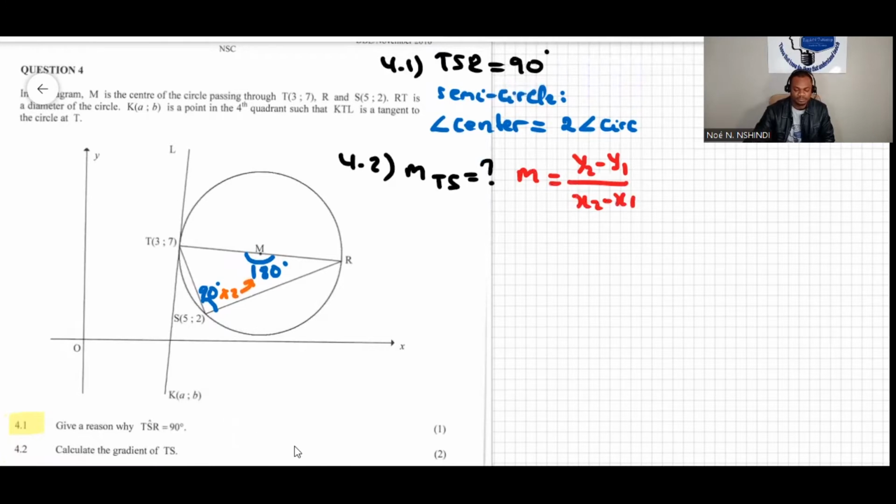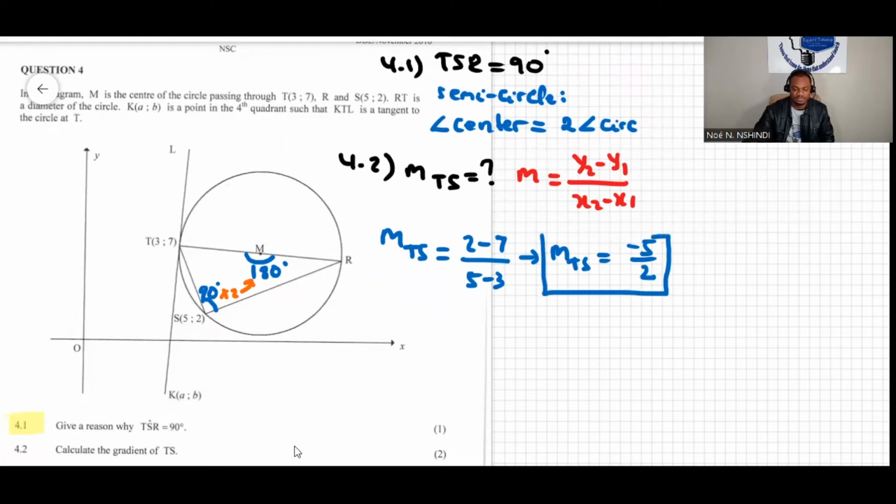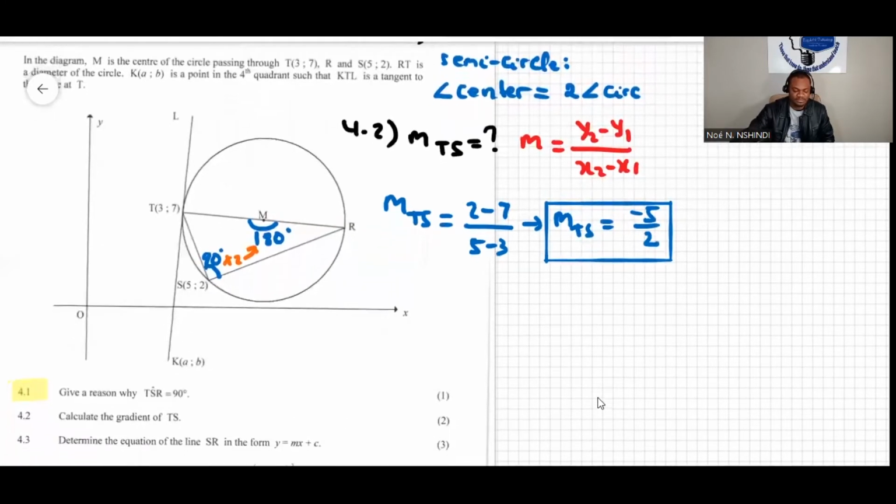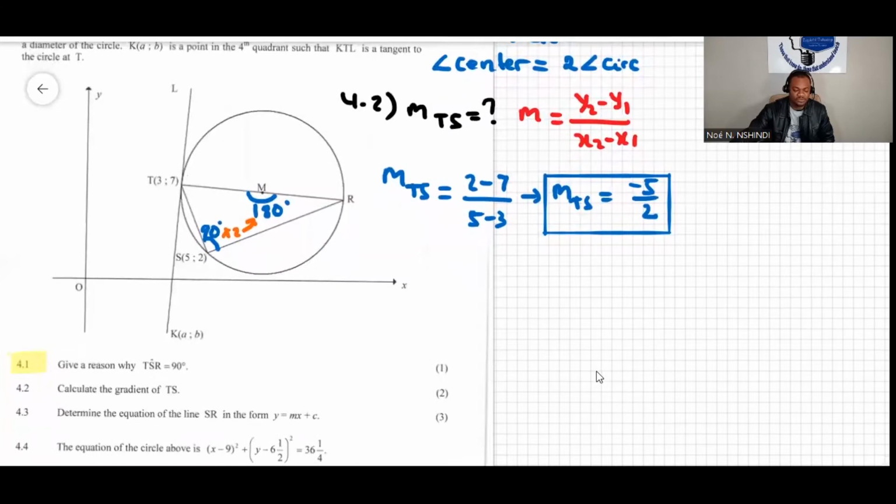Now, m of TS will be equal to 2 minus 7 over 5 minus 3. So this will make m of TS equal to -5 over 2. So that's the gradient, m of TS. And then the following question is question 4.3.